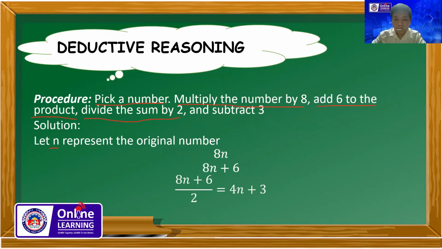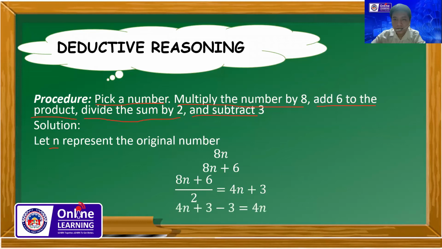So you will come up with 4n plus 3 because 2 is the common denominator of 8n plus 6. So just simply divide. 8n divided by 2, you will come up with 4n, and then plus 6 divided by 2, you will come up with 3. And then the last procedure is just simply subtract 3. So meaning the previous answer should be subtracted by 3. So you will come up just like this.